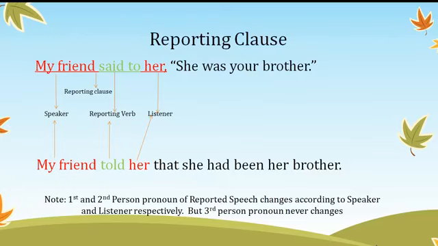And I also told you what is done inside the inverted commas, the reported speech. If there are first person and second person pronouns, meaning personal pronouns, they will be changed according to speaker and listener respectively. What does it mean? A first person pronoun inside the inverted commas changes according to the speaker. A second person pronoun inside the inverted commas changes according to the listener. But I told you, the third person pronoun never gets changed.